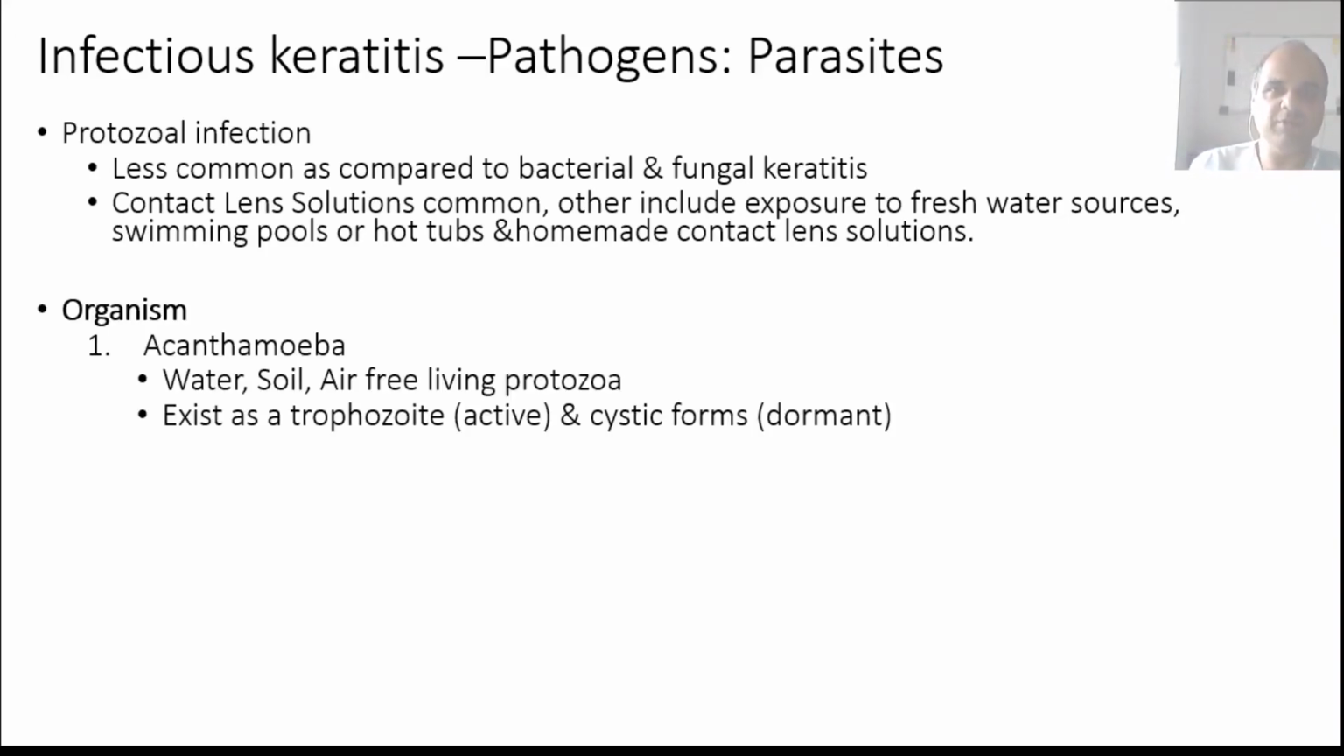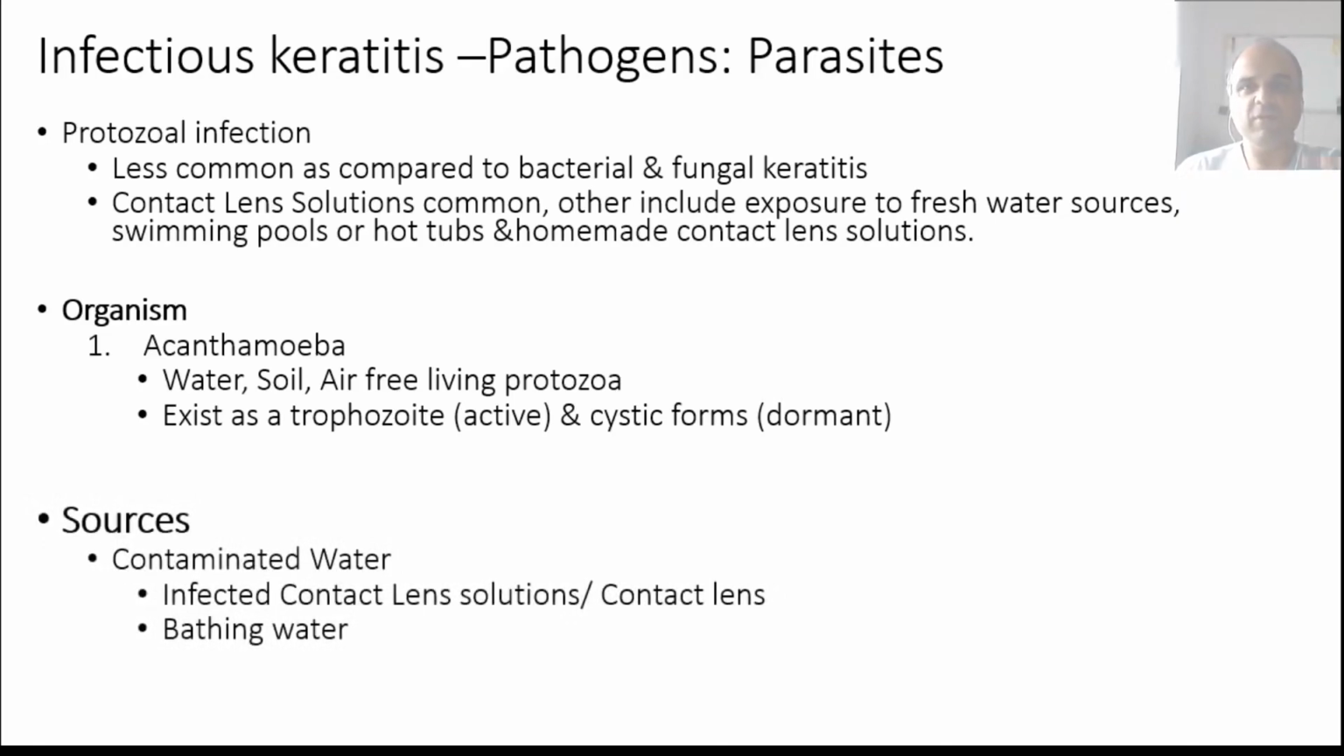The organism is Acanthamoeba. It's a free-living protozoa. It can survive in the soil, in water, as well as air, and it exists in a trophozoite state, which is the active state, and a cystic stage, which is the dormant form. The source for a keratitis is contaminated fluid or contaminated powder, which is water, most commonly your contact lens solutions. And in the US, I think it was late 90s, early 2000s, when they had a lot of problems with contaminated contact lens solutions causing a lot of bacterial keratitis and acanthamoeba keratitis. And I think the source of those contact lens solutions was India, South Asia.